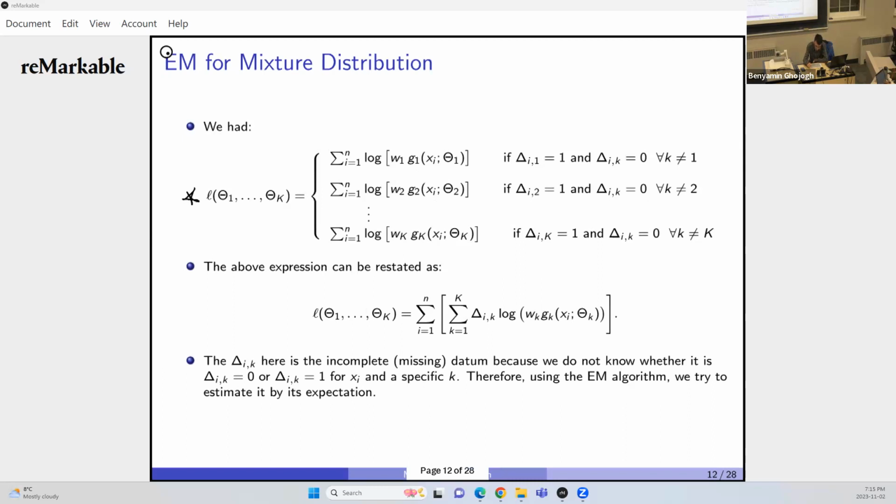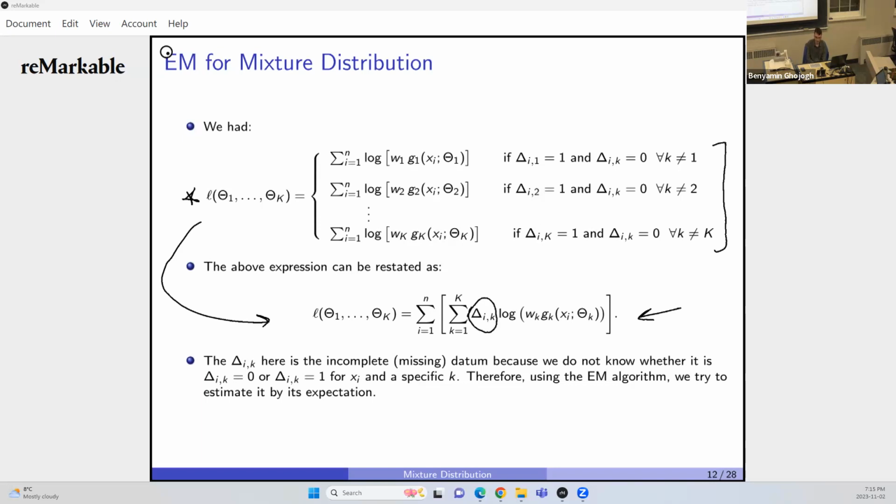Now, can I write it using delta? Can I restate the whole thing as this single equation? Yes. Why? Because delta ik is kind of an indicator function, right? Whenever it is 0, everything multiplied by it is 0, so the other terms inside the summation become 0. As a result, I can summarize the whole thing in this equation.